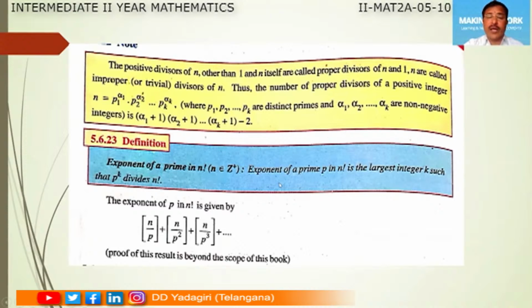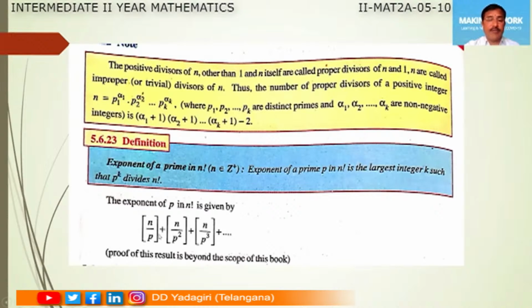Write down. Exponent of a prime p in n factorial is the largest integer k such that p power k divides n factorial. So the exponent of the prime number p in n factorial is the largest integer k such that p power k divides n factorial. So this is the formula to find the exponent of p in n factorial.